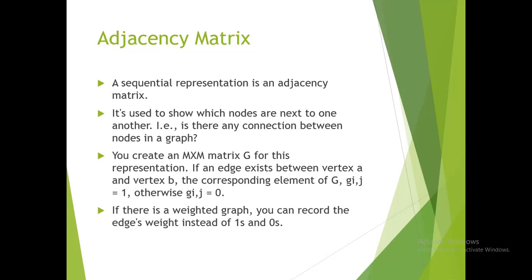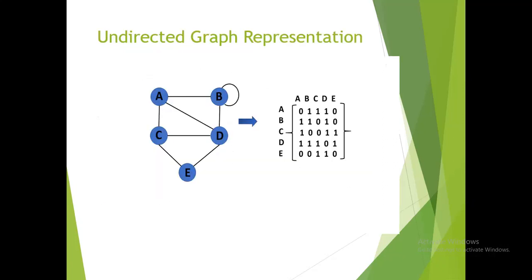You create a matrix G for this representation. If an edge exists between vertex i and vertex j, the corresponding element of G, G[i][j], equals 1. Otherwise, G[i][j] equals 0. If there is a weighted graph, you can record the edge weight instead of ones and zeros.